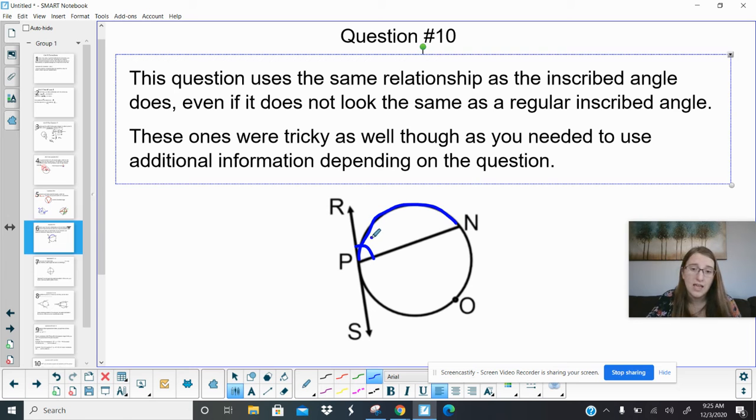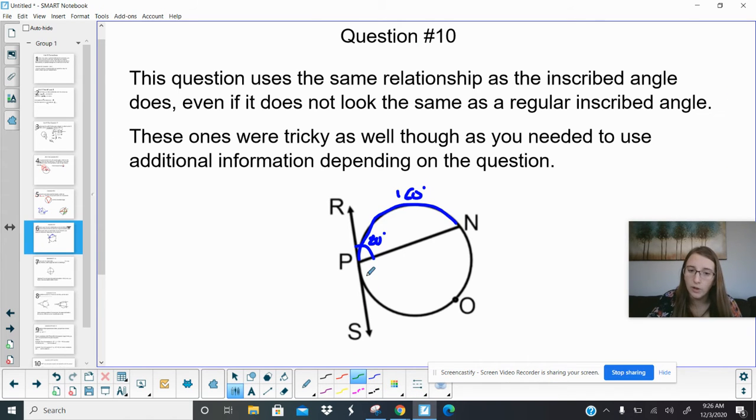So for example, if this was 80 degrees, this angle, what is this arc going to be that it creates? Again, the angle is half of the arc. So what should the arc be? Double it. Again, the angle is half. So to get to the arc, we should double it to get the whole piece. So this is 160.